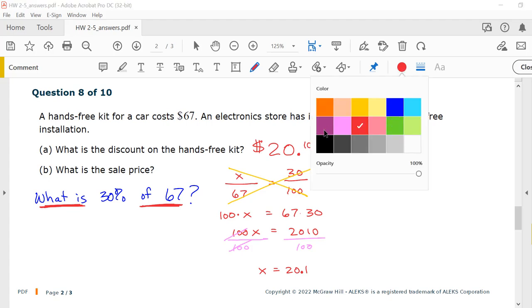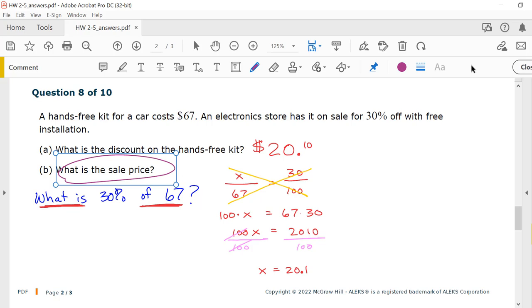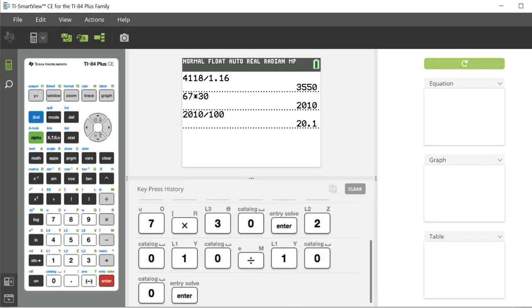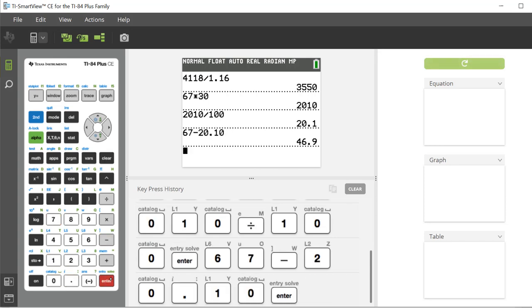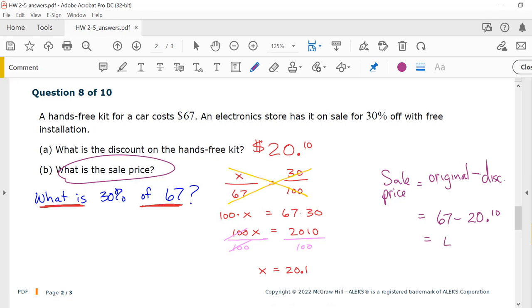So what is the sale price? The sale price is going to be the original price minus the discount. The original price was $67. The discount is $20.10. So 67 minus $20.10 gives me $46.90. So $46.90 is the sale price.